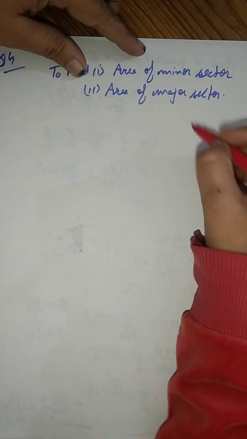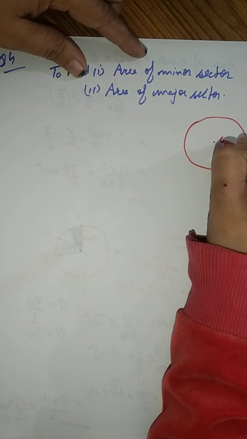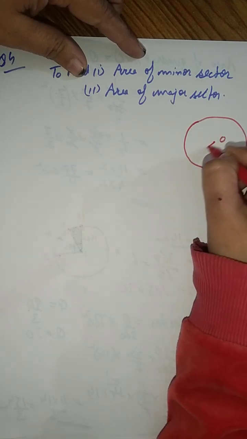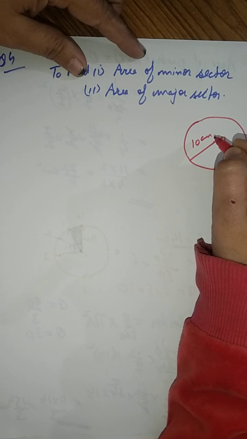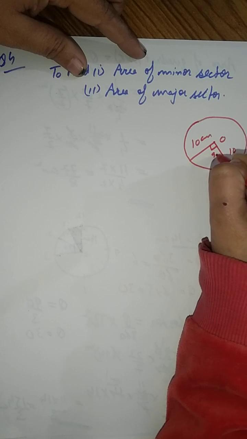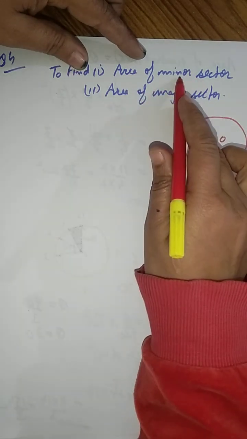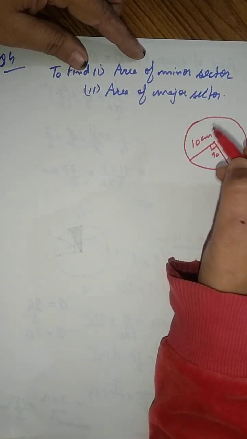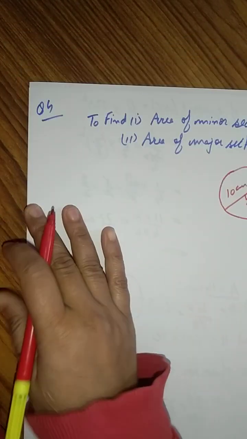So, chord of a circle of radius 10 centimeter. The figure is, there is a circle with center O whose radius is given to us as 10 centimeter. It subtends a right angle at the center. So it means there are two radii making an angle of 90 degrees at the center. And first of all we are going to find the area of the minor sector. So let us find the area.